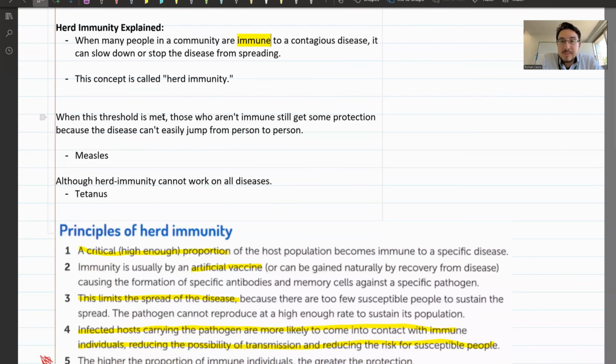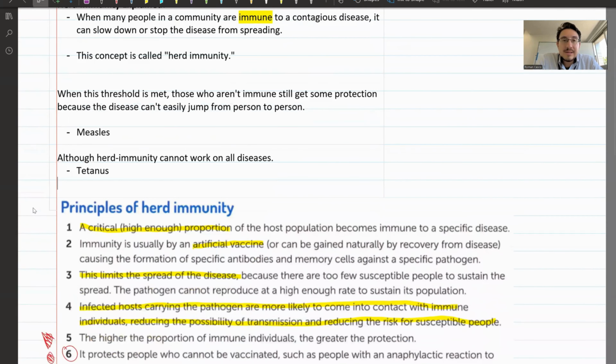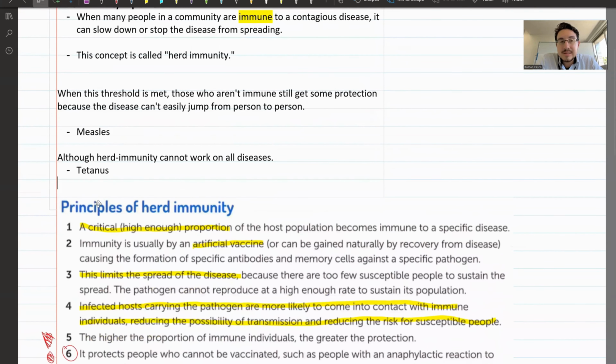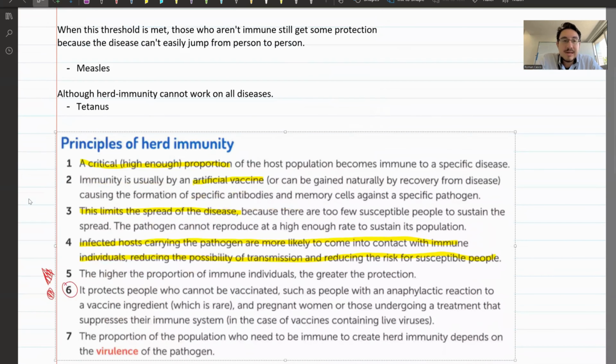When there's a threshold that is being met, those that aren't immune will still get protection just because the virus can't jump relatively easily from all those immune people, right? So the chances of spread decreases, right? An example of this is measles, right? Again, it occurs more if it's a contagious disease. It doesn't work on all diseases like tetanus because they don't spread from human to human, right? It's not communicable. It's not contagious.